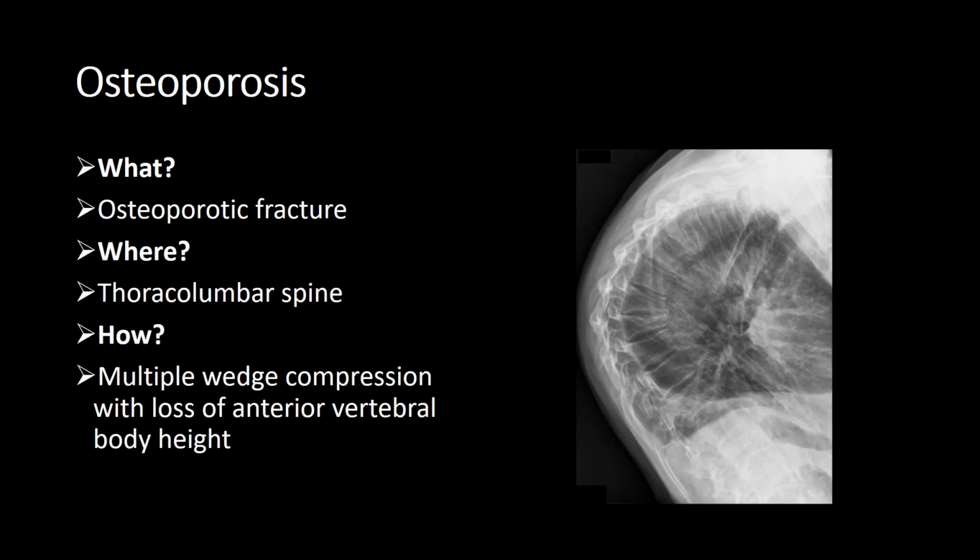So what have we got in osteoporotic fracture? Thoracolumbar spine, multiple wedge compression fractures with loss of anterior vertebral body height.